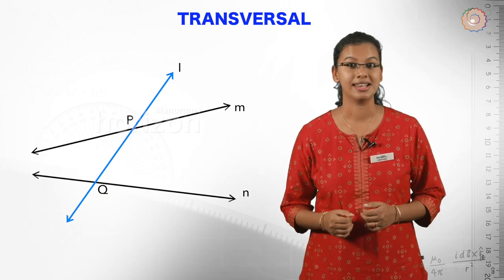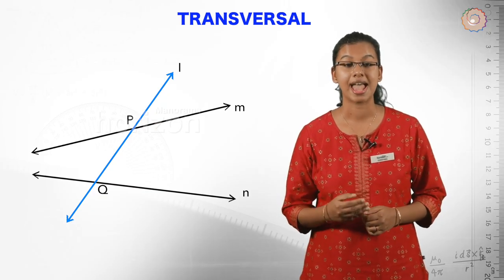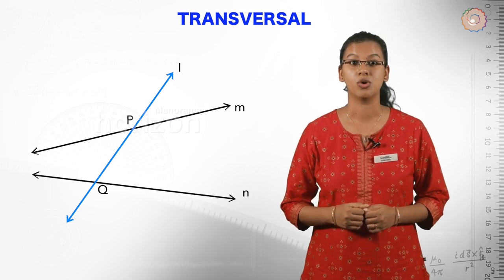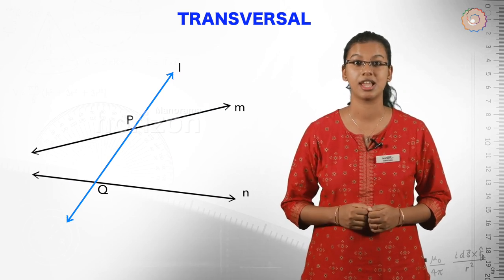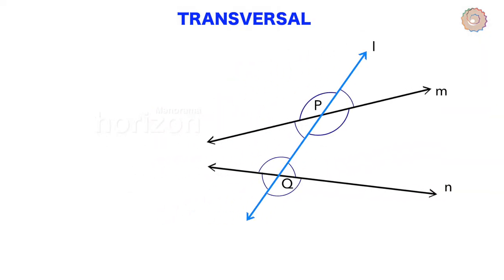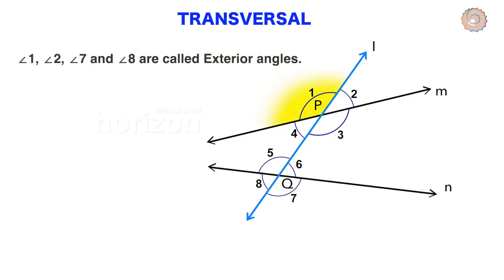Here line L intersects line M and N at points P and Q respectively. Therefore, line L is a transversal for lines M and N, and this will lead to the formation of four angles at each point P and Q. Let's name them as angle 1, angle 2, angle 3, etc., up to angle 8. Angles 1, 2, 7 and 8 are called exterior angles.